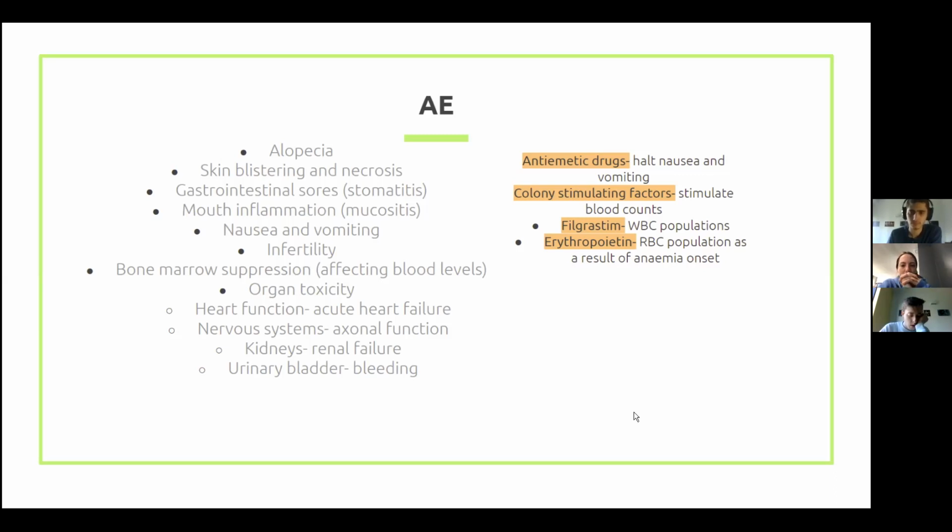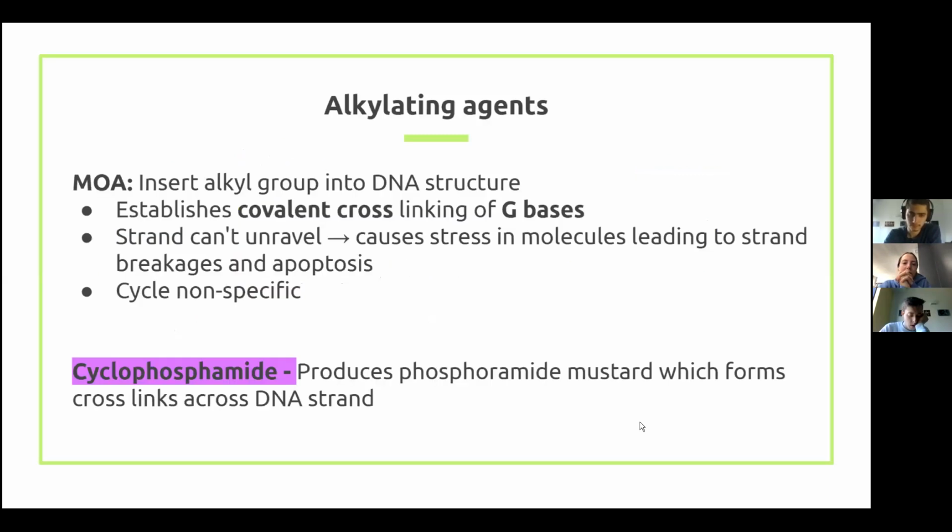Okay, so our first group is our alkylating agents. Everything I've got in green are the drugs to know. So how these work, alkylating agents essentially insert an alkyl group into a DNA structure. Imagine you have your cell and you've got the DNA inside it, and they establish these groups onto parts of the DNA, which then allows cross-linking to form between G bases. And then the strand can't unravel, and it stresses out the DNA, breaks the DNA, and this leads to apoptosis.